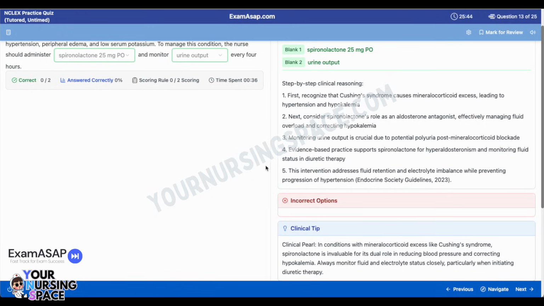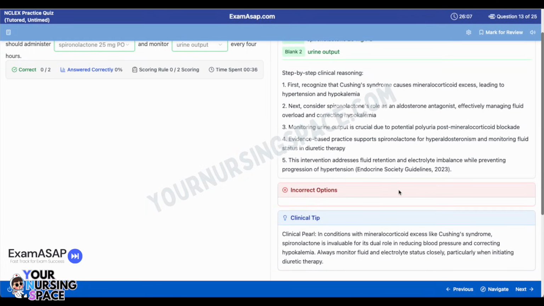Endocrine Society Guidelines, 2023. Distractor rationales, clinical tip, clinical pearl. In conditions with mineralocorticoid excess like Cushing syndrome, spironolactone is invaluable for its dual role in reducing blood pressure and correcting hypokalemia. Always monitor fluid and electrolyte status closely, particularly when initiating diuretic therapy.